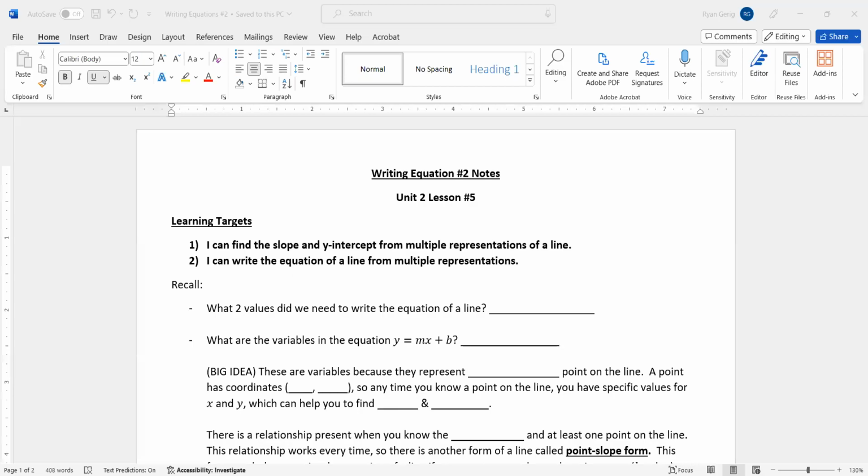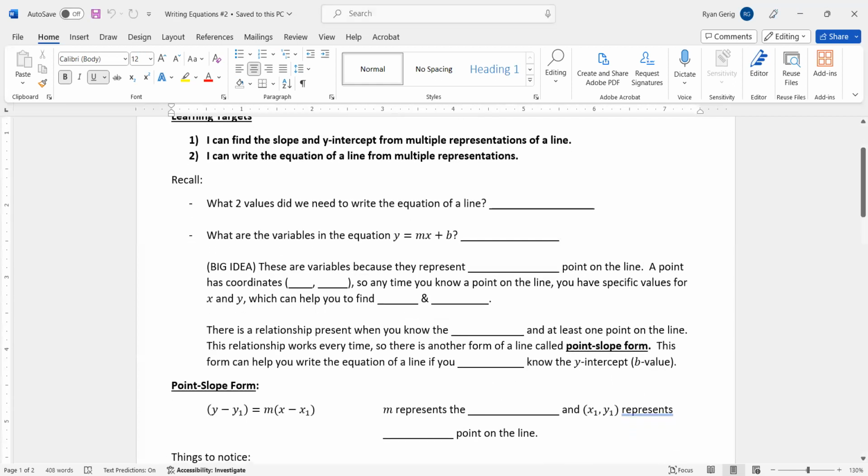Hello, algebra. Here we go with our second lesson on writing equations. I told you at the end of the last lesson that this would be a little more challenging, and you'll see why hopefully here pretty soon. So we're going to recall some things we talked about last lesson.